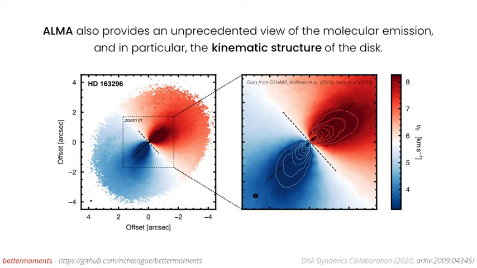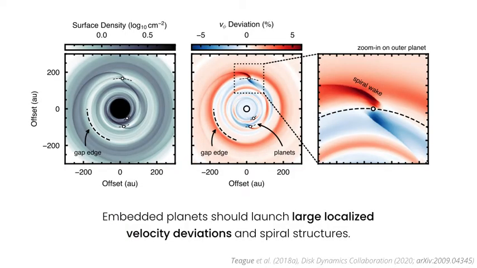In particular, what's really great about ALMA is that it allows us to measure the velocities to an extreme precision of tens of meters per second. This allows us to search for the signs of embedded planets influencing the dynamics of their parental disk. This is what we're showing here on this figure to make some predictions for what we should look for.